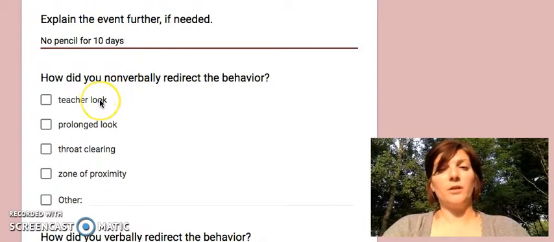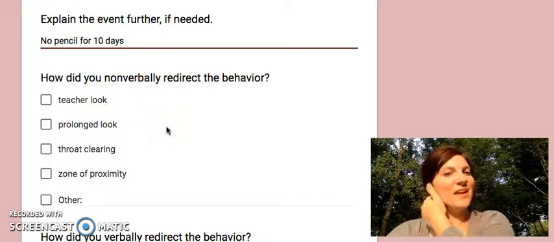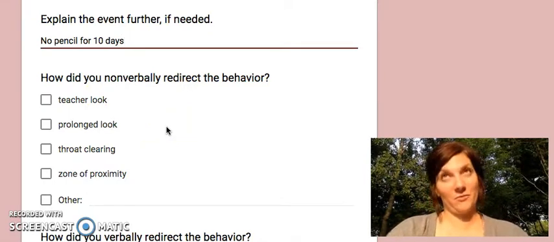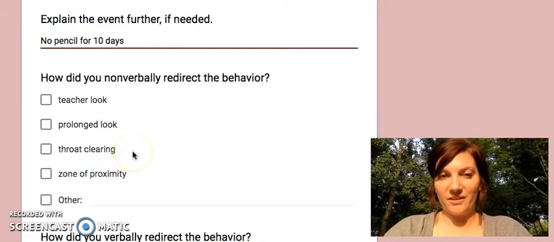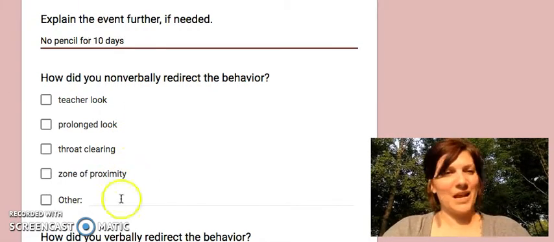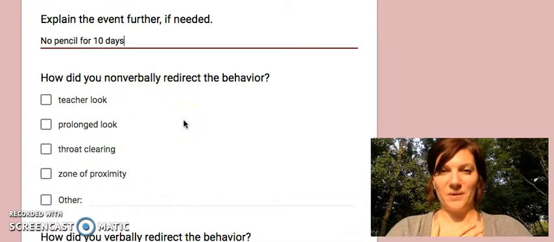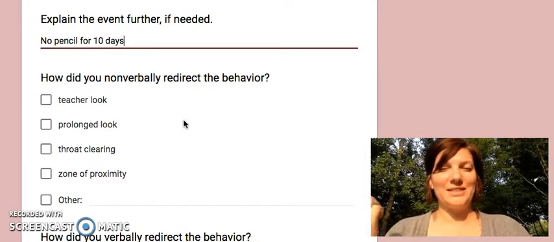includes the teacher look, you know, that evil eye thing that we do, we master through time. It's going to include the prolonged look. For me, this was my go-to, that, you know, stare at them. The throat clearing, or the zone of proximity, the standing close to a student. A lot of times we're doing this for behaviors without even realizing that we're doing this, and the students, they know it, but they don't take that as a clue.